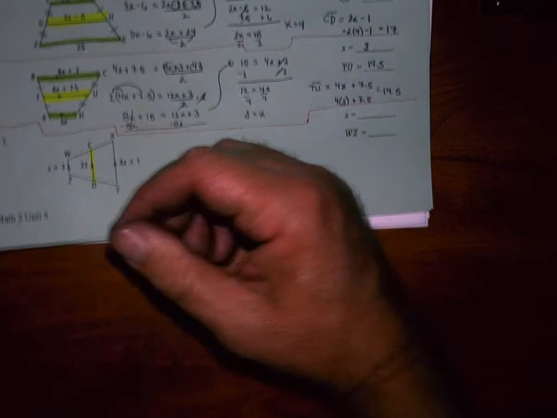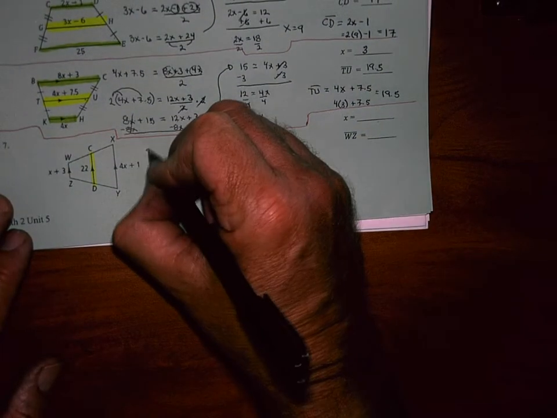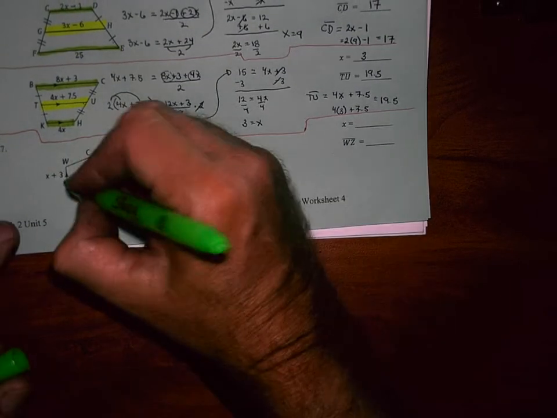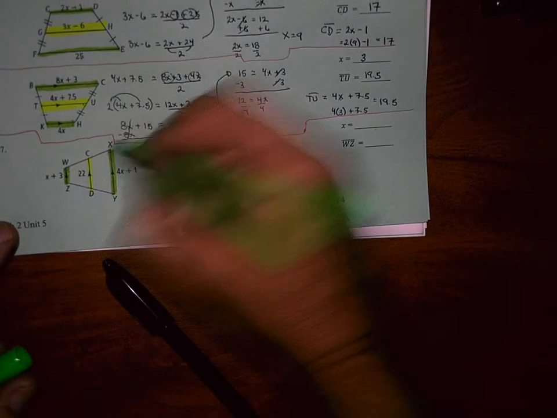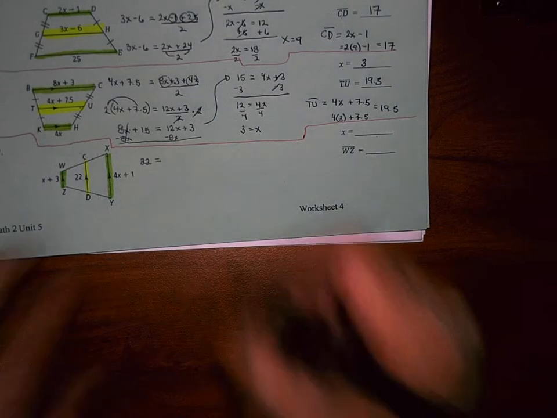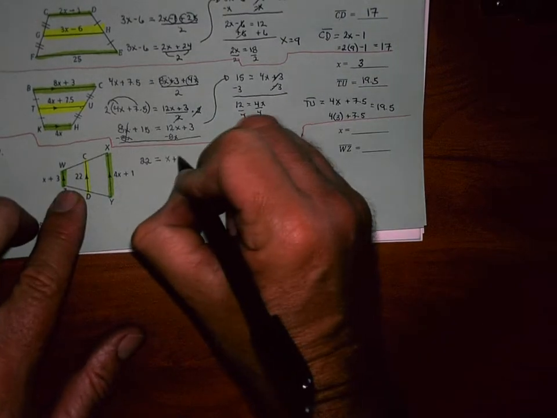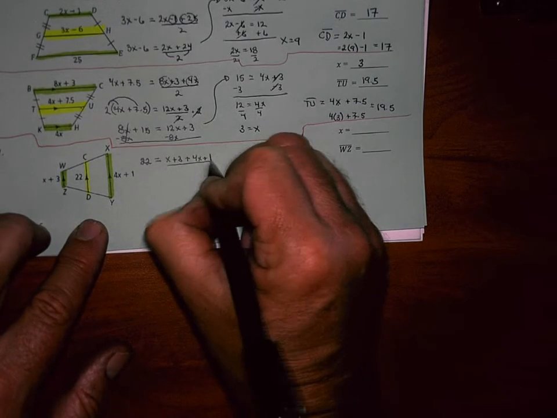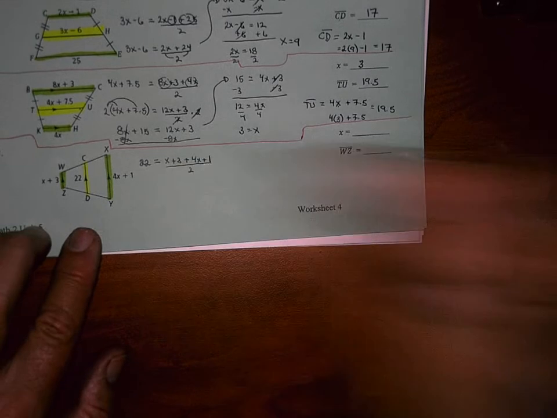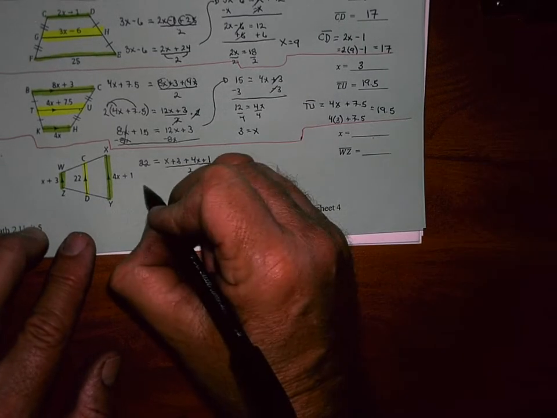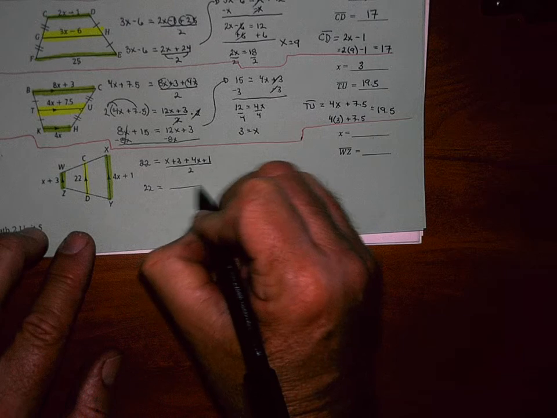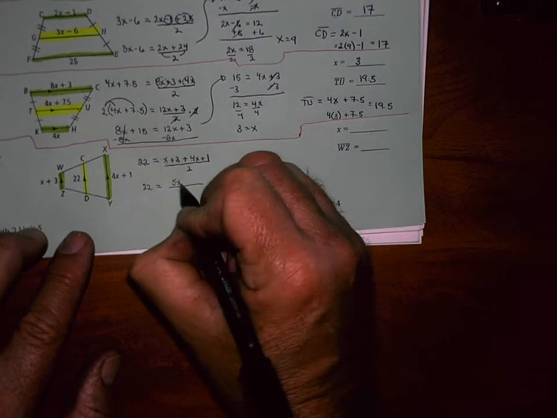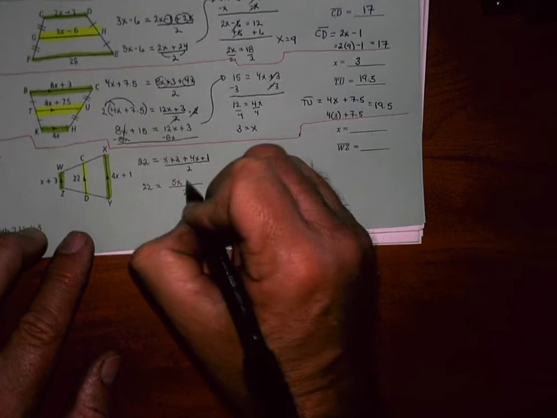So we're going to use the midsegment rule, which says that the midsegment, which is 22, is going to be equal to the sum of the two bases. So I'm going to take these two bases and I'm going to add them up and then divide by 2. So I'm going to take the x plus 3 base, I'm going to add it to the 4x plus 1 base, and then I'm going to divide by 2, and that would be equal to the midsegment, which is 22. Okay? Combining like terms on the numerator for the right side of the equation, I have an x and a 4x, so that gives me a 5x. And then I have a positive 3 and a positive 1, which gives me positive 4.